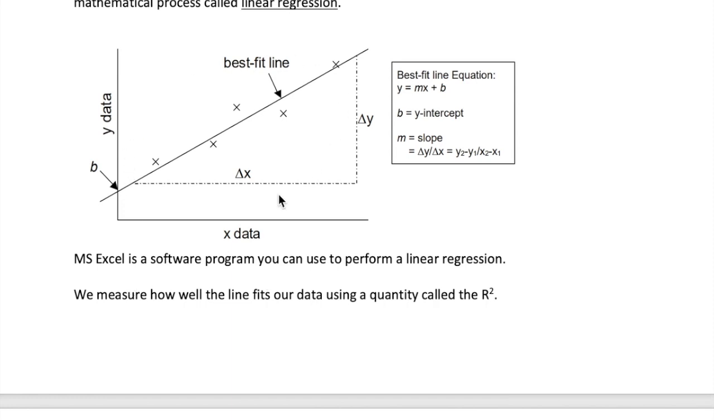The graph of the data and the best fit line will be similar to the one shown here, which is taken from your lab procedure. The data are shown as crosses, and then the best fit line and its line equation are obtained through linear regression in Excel. Any line equation always has the form y equals mx plus b, where b is the y-intercept and m is the slope, which is obtained from dividing the difference in y by the difference in x.